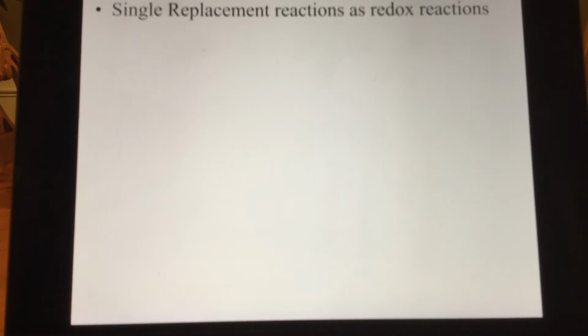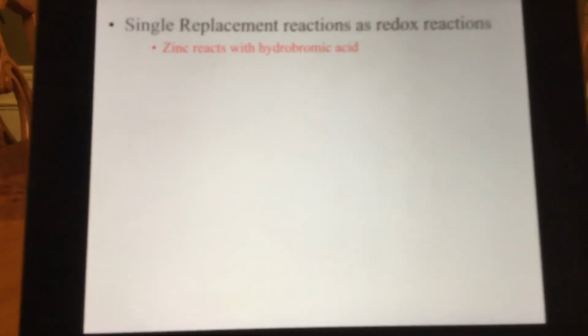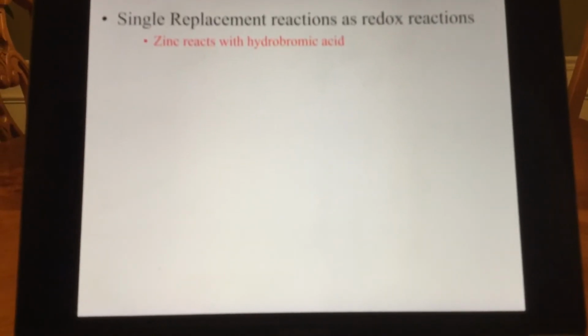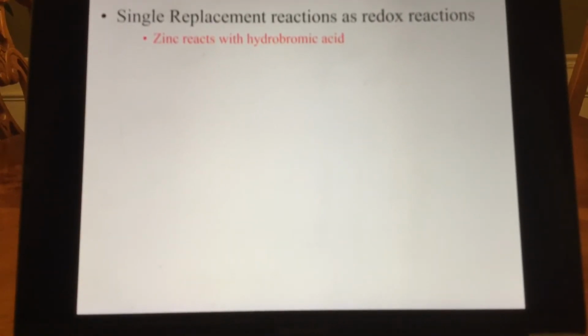Before we finish up our notes in chapter 20 on a little more complicated redox reactions. So as we talked about on Monday before we ran out of time, single replacement reactions are also redox reactions. And we started with the problem of zinc reacting with hydrobromic acid.